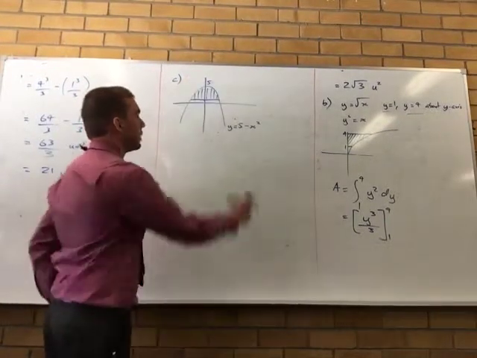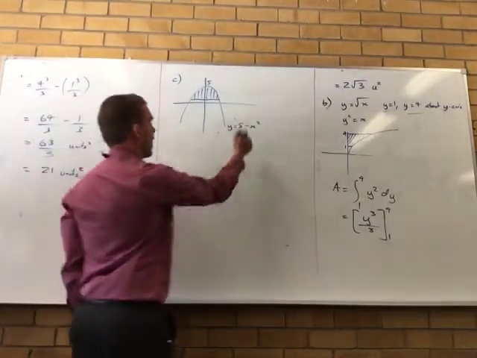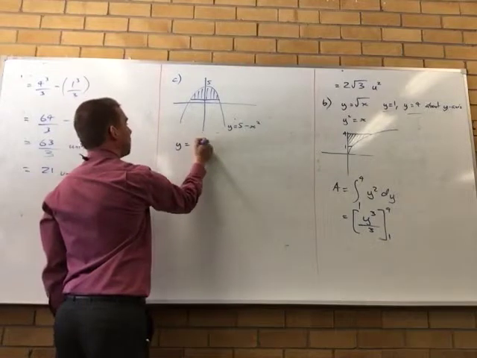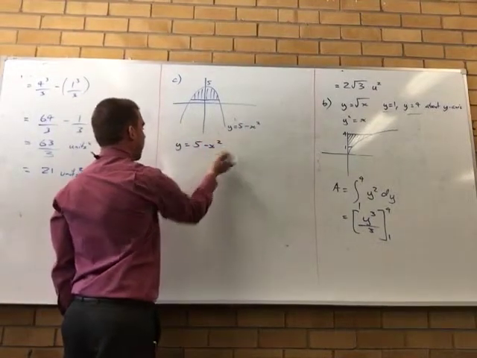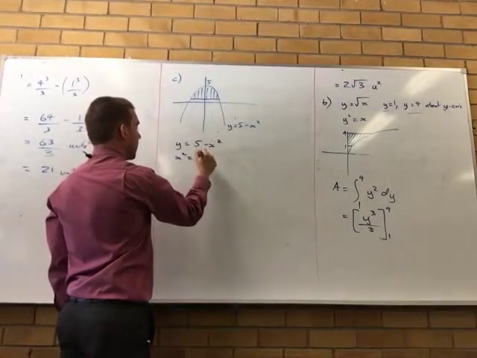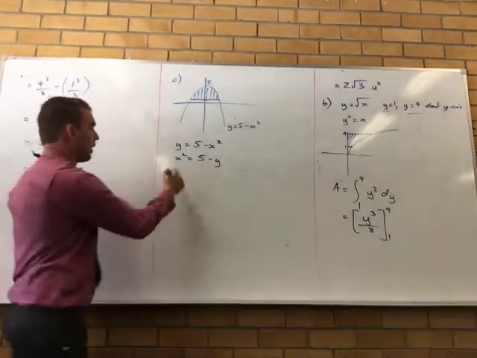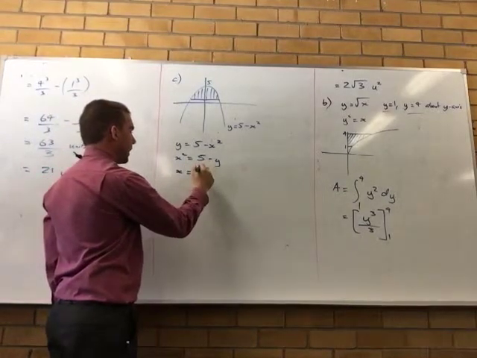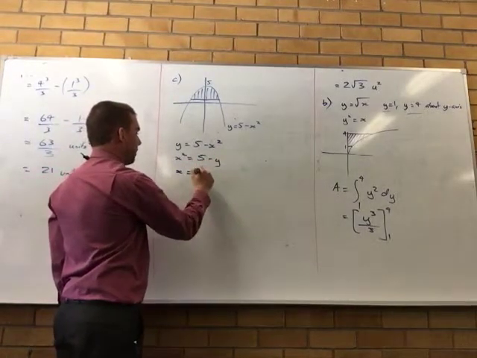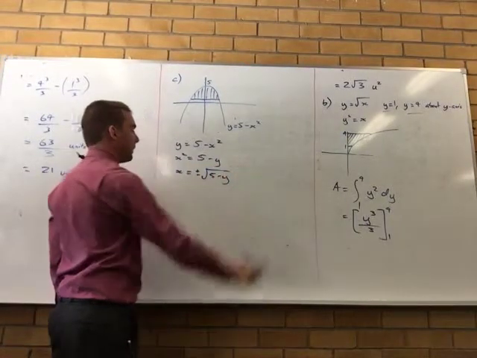Yeah. Okay, because I need to have x as subject. So y is 5 take away x squared. So x squared is going to be 5 take away y, swapping it around. Then x is going to be plus or minus the square root of 5 take away y.